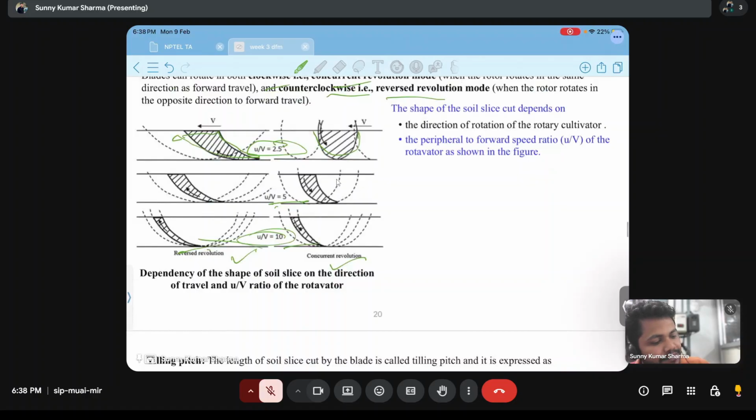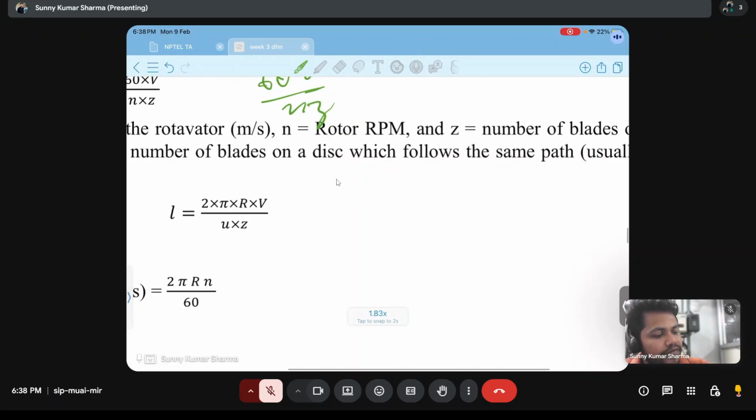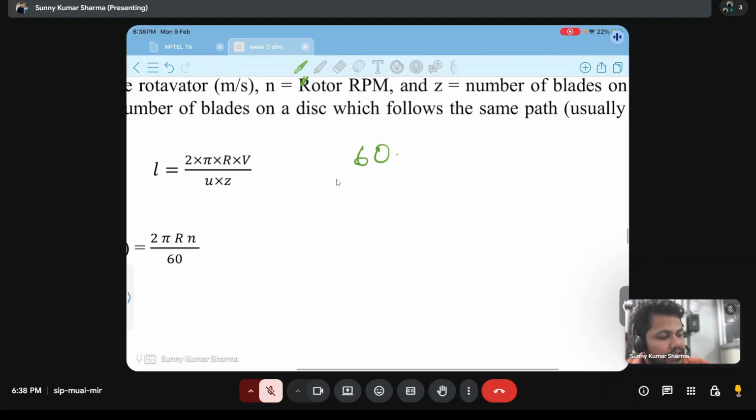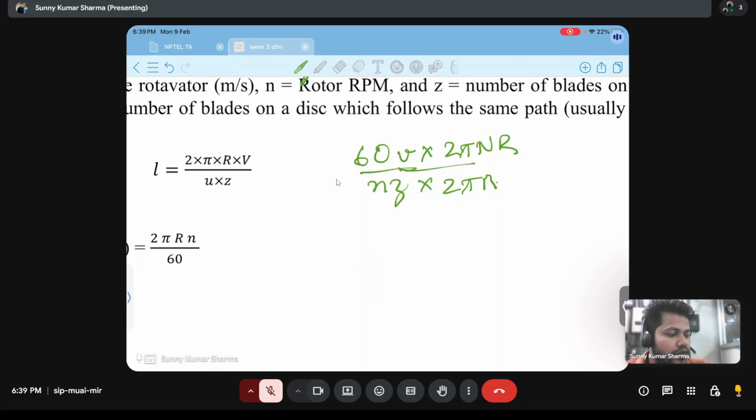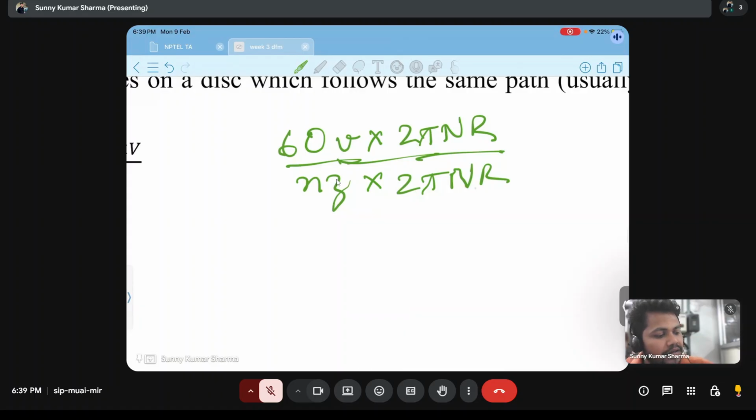So one most important concept related to rotavator is the tilling pitch. Tilling pitch is the length of soil slice cut by the blades, and its expression is 60 V by NZ, where V is the forward velocity of the rotavator. When we multiply it by 2 pi R in both numerator and denominator, we will get 2 pi NR by V.